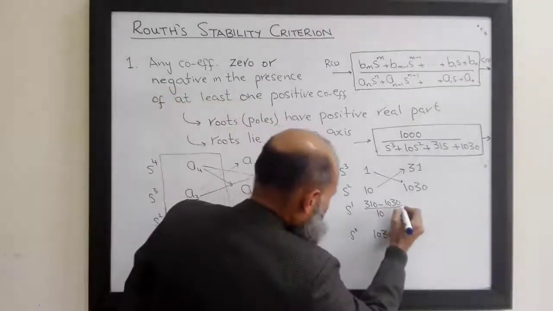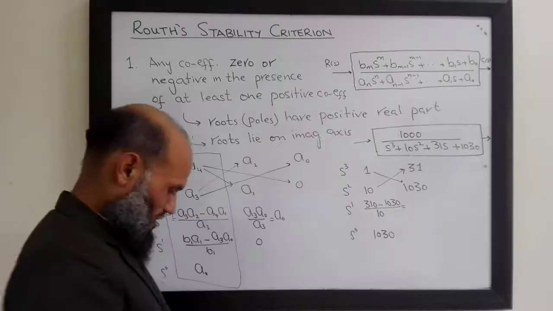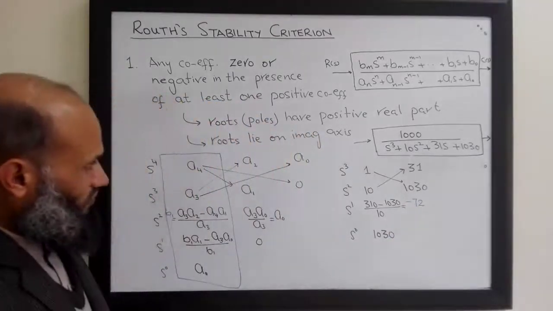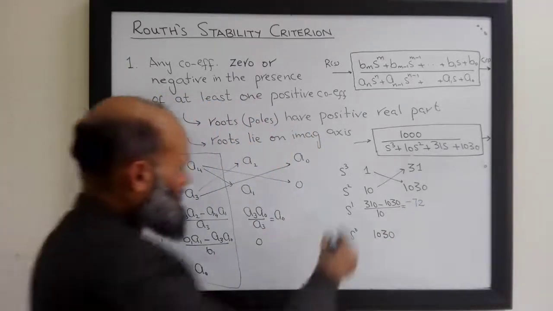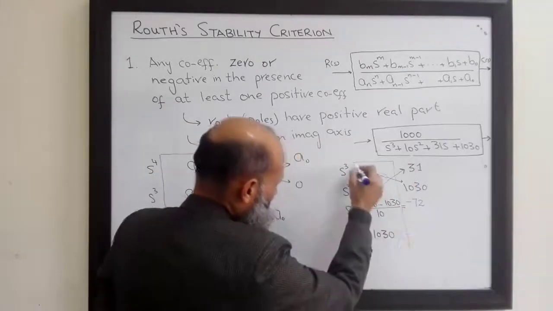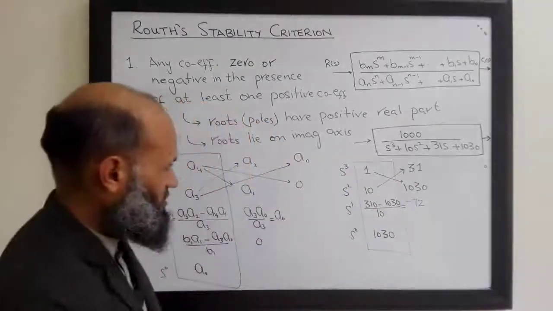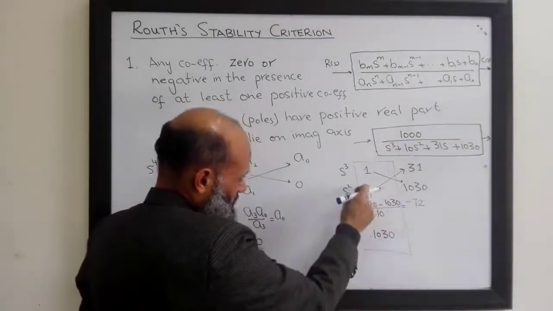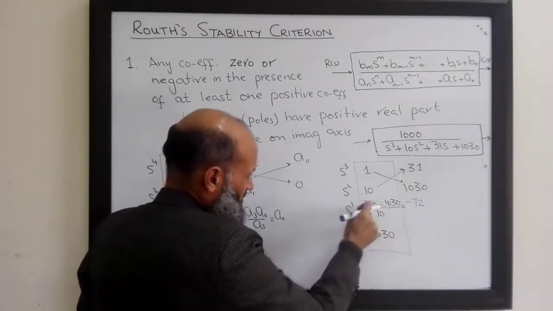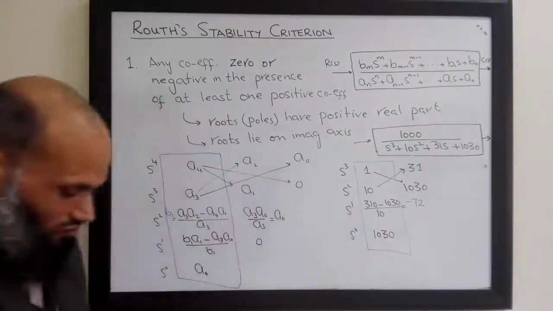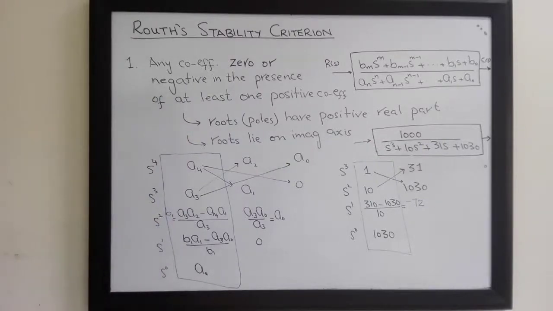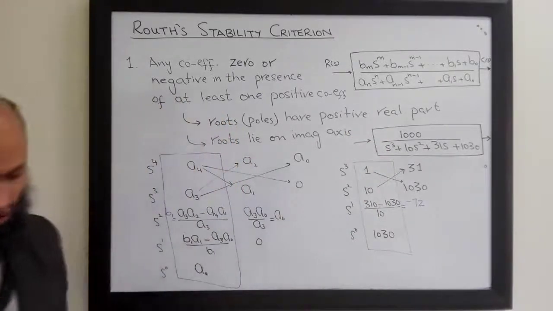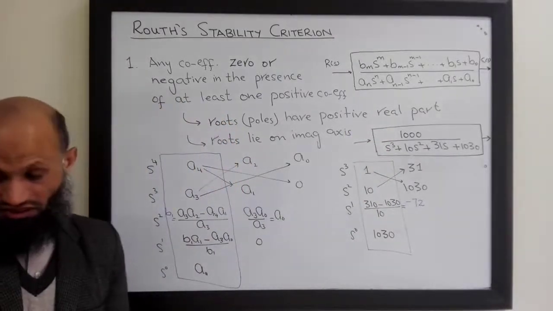This thing is equal to minus 72. So once we have constructed the Routh table, we look into the first column of this table and count the number of sign changes. This has positive sign, this has positive sign, this has negative sign. So one sign change, positive to negative, and then again from negative to positive. So there are two sign changes, which means that two poles or two roots of this denominator have positive real part, and therefore the system is unstable.